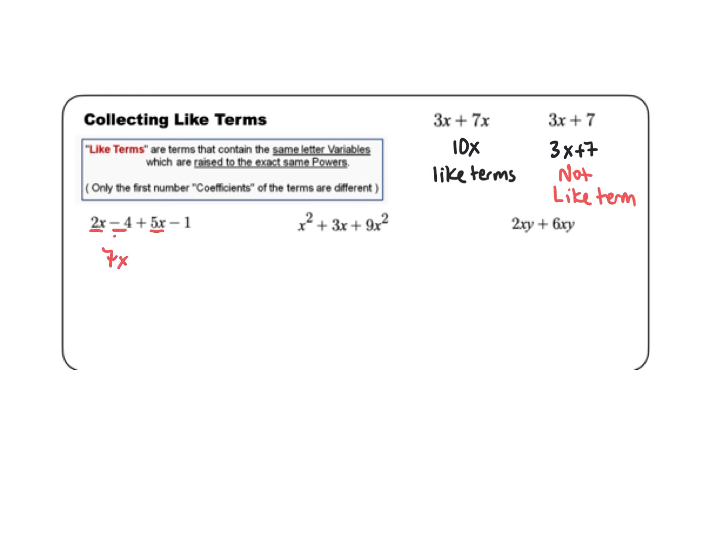And now I have a -4 and a -1. Well, if you think about it, that is going to be 5 total negatives. And so that is going to be the simplified expression there.